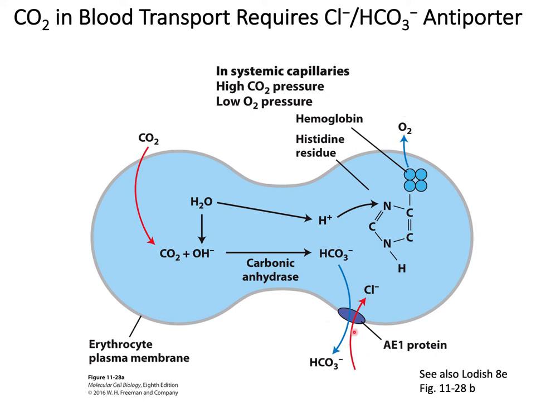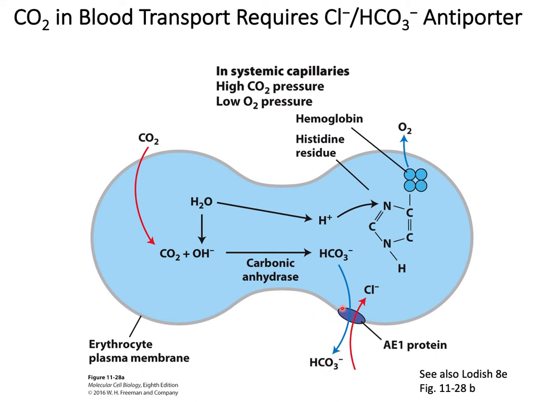An ion antiporter known as AE1, in the blue oval, catalyzes the reversible exchange of chloride into the cell for the bicarbonate. Chloride gets into the cell, bicarbonate comes out of the cell. This maintains a neutral pH in the red blood cells due to the chloride ion coming in. And the blood plasma dissolved bicarbonate right here circulates to the lungs.